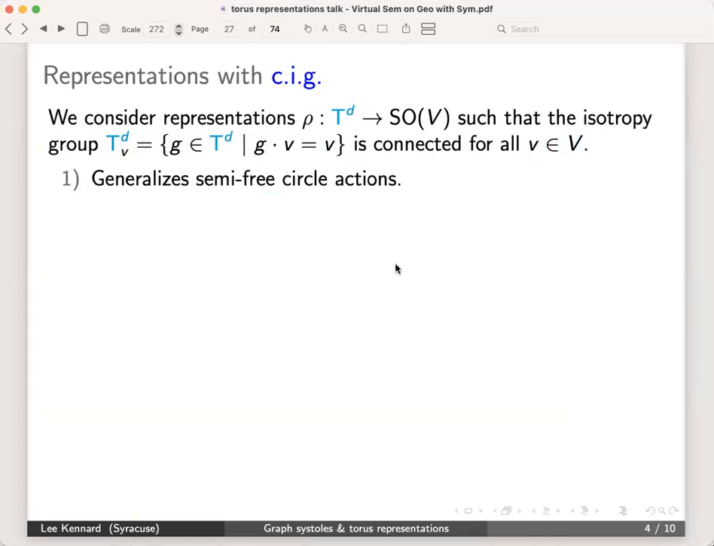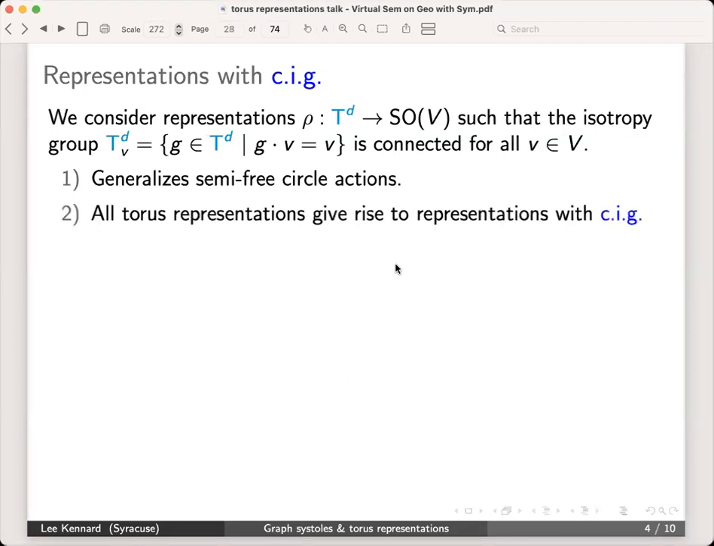I'm going to tell you about these, but first I want to motivate this a little bit. This is a generalization of the notion of semi-free circle actions. So those are pretty nice actions. You still have nice geometry of the orbit space and so on, but it's a richer class than just the free one. So this is one generalization of that.